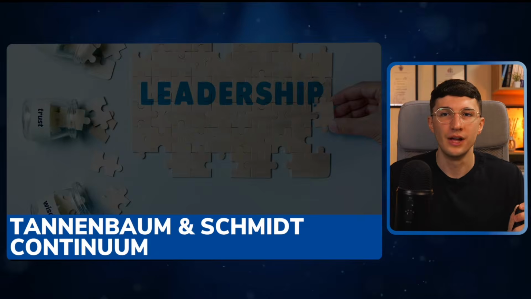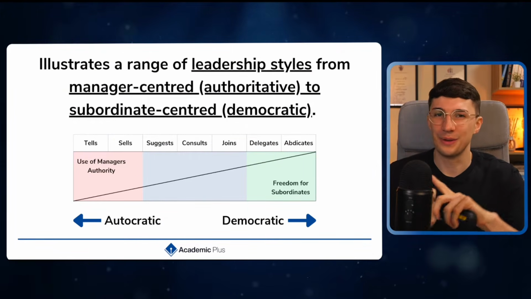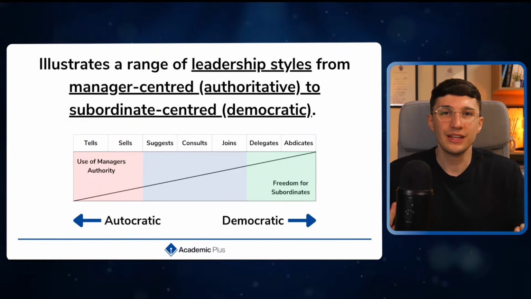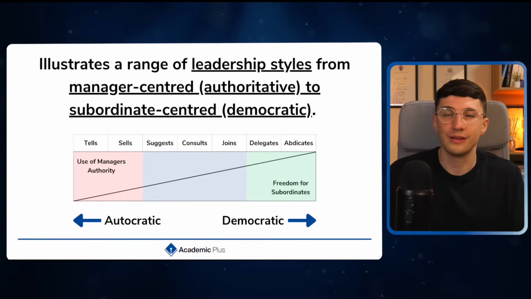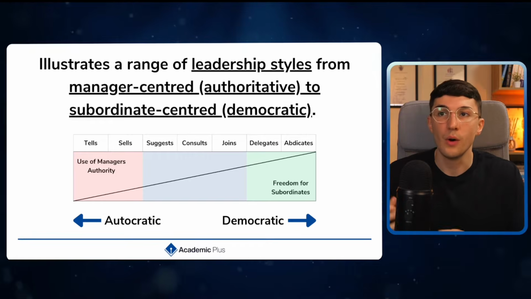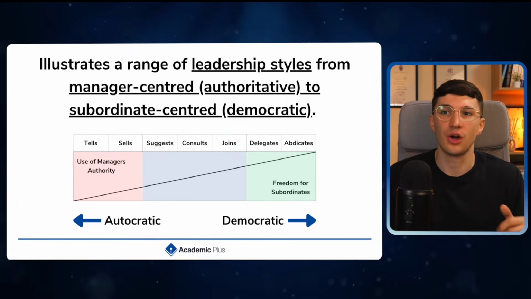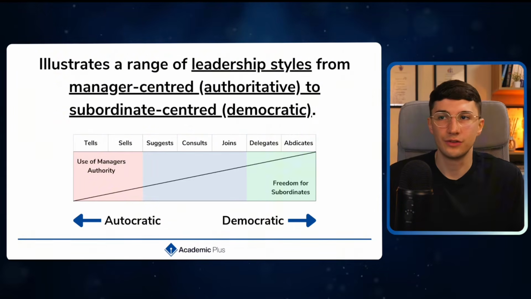The next topic that we'll take a look at in this revision video will be about Tannenbaum Schmidt's Continuum. Now, once again, this follows up quite nicely to what we've been doing. We've looked at the difference between management and leadership, and we've taken a look at the different leadership styles. Now, essentially, the Tannenbaum Schmidt's Continuum is just another model that looks at the different leadership styles, ranging from a real manager-centered leadership style, more of an autocratic, to more of a subordinate-centered leadership style, more of a democratic. So essentially it looks at how a manager is treating their subordinates.